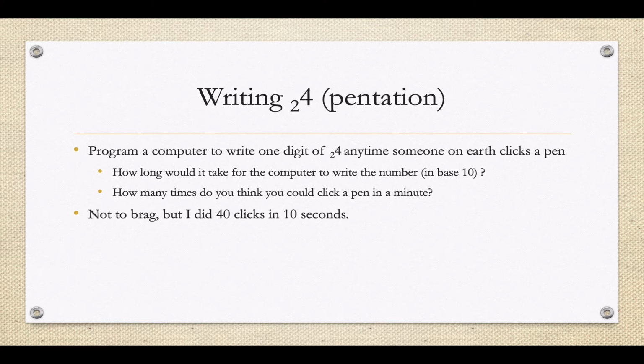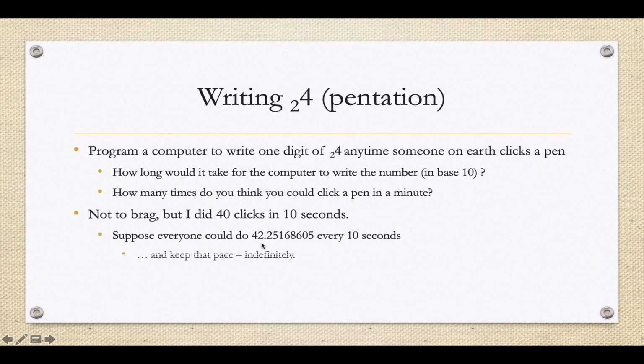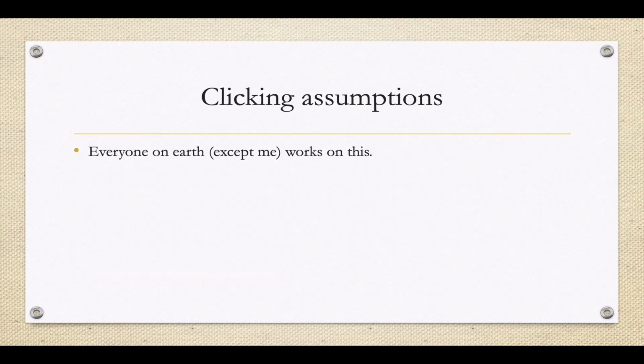I'm going to suppose that everybody on Earth can keep a pace slightly quicker than that: 42.25, roughly speaking, clicks every 10 seconds. And we're going to keep that pace. So if we can do that every 10 seconds, we can multiply that number by 6 to figure out that a person would be able to do 253 and change every minute. And importantly, we're going to keep this pace indefinitely. This won't just be for 1 minute. This will be the pace that everybody on Earth will be assumed to be able to keep for as long as it takes to write this number. A few more assumptions that have to get out there. Everyone on Earth, except for me, is going to be working on this.